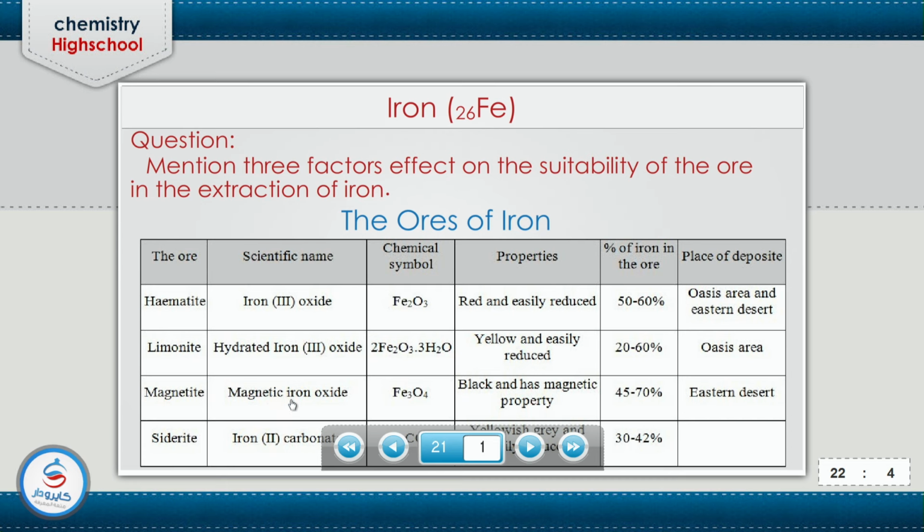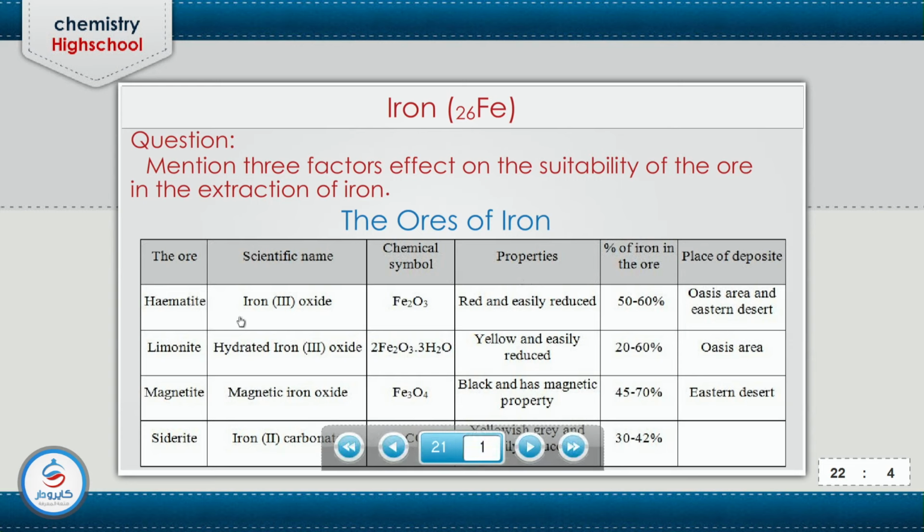Magnetite is magnetic iron oxide, which has the formula Fe3O4. Siderite is iron 2 carbonate. So siderite is different from hematite and limonite, which are iron 3 oxides, but siderite is iron 2 carbonate. And the chemical formula of siderite is FeCO3.